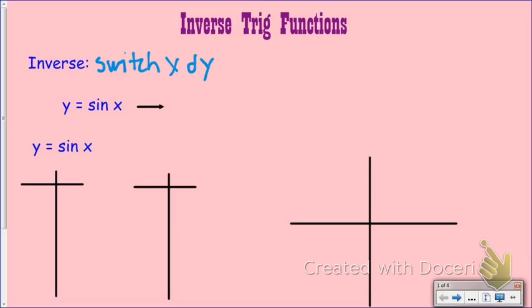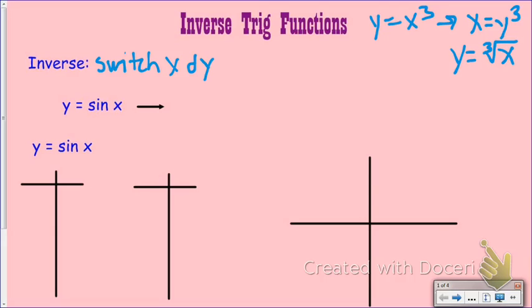So like a basic example, let's say I had the function y equals x cubed. If I wanted to find the inverse of that, the inverse would be x equals y cubed, but then I'd have to solve for y in order to graph it. So to get y by itself, I would take the cube root. So the inverse would be y equals the cube root of x. And those functions would be reflections of each other over the line y equals x.